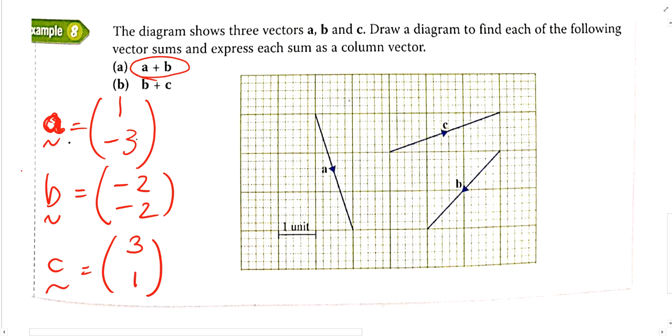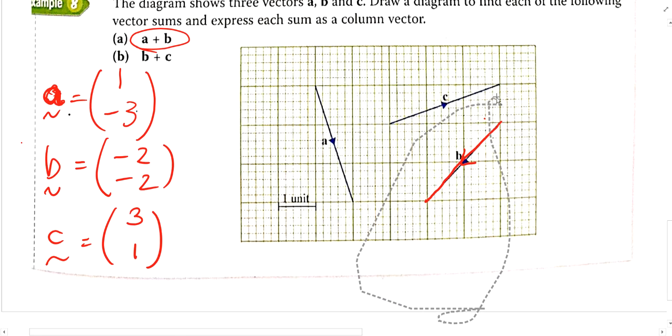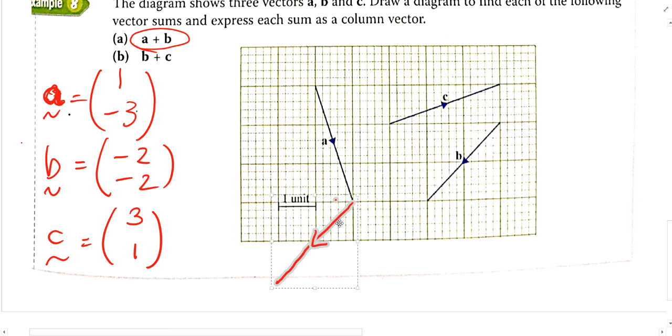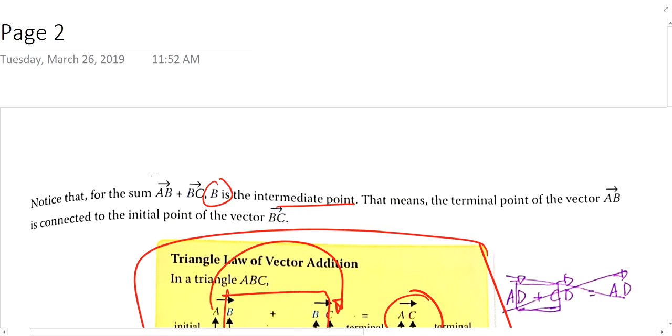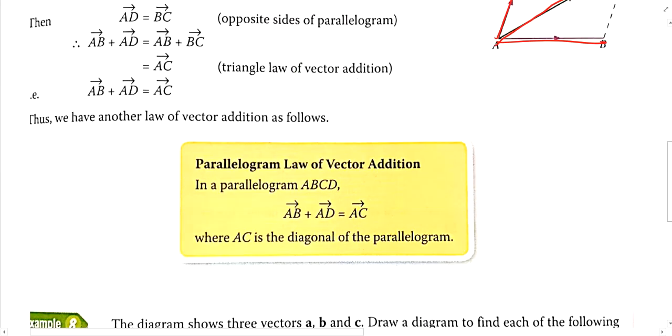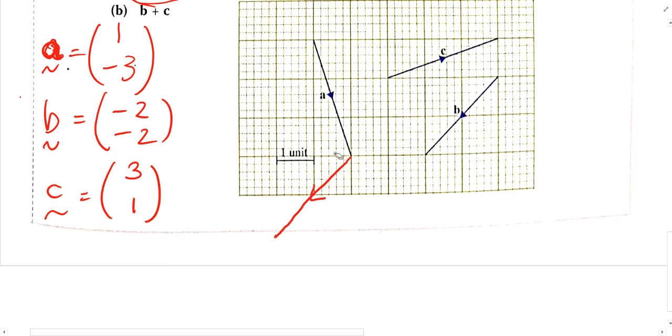Yesterday we did this, A plus B. Okay, I am going to copy B. So this was what I did, A plus B, this being my vector B.